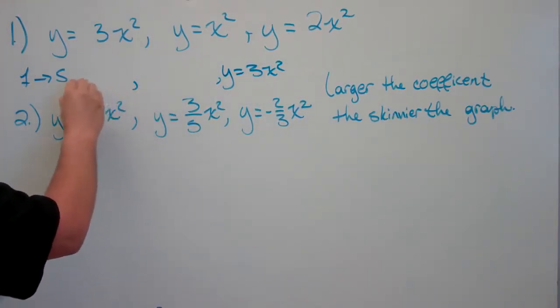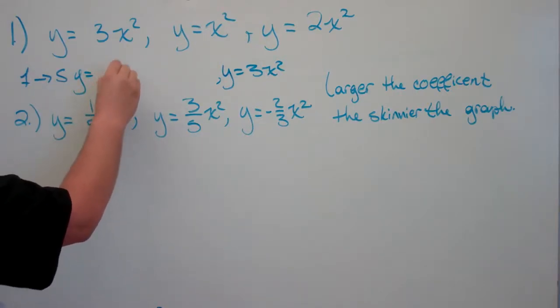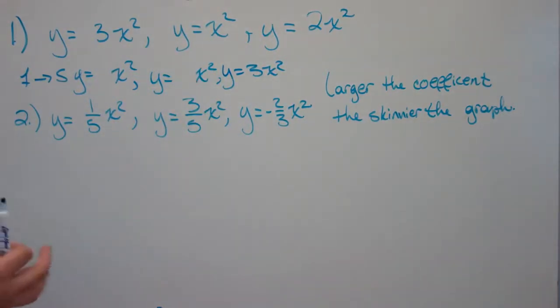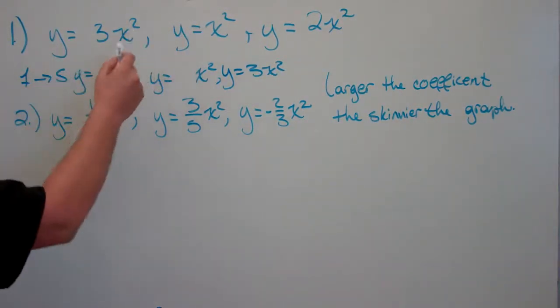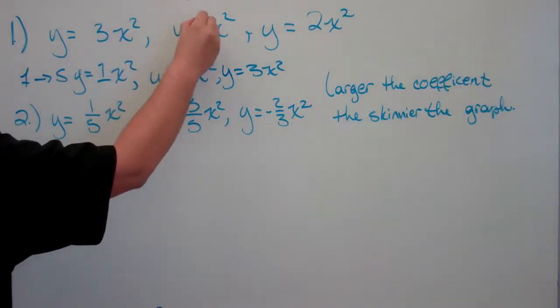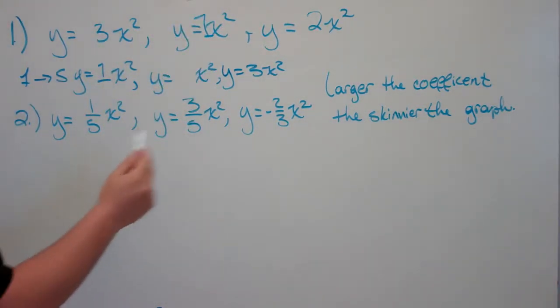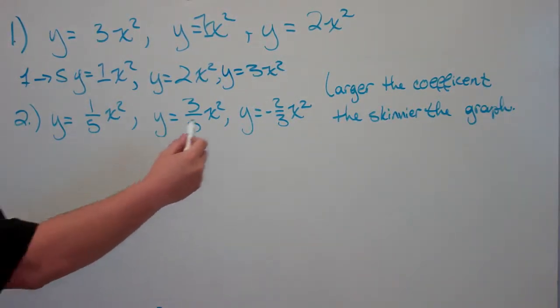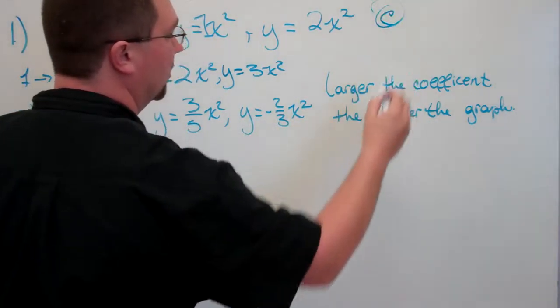Now, the one with the smallest coefficient is going to be the fattest. Well, which one of those has the smallest coefficient? Well, y equals x squared because it's a 1. Because remember, there's an understood 1 there. So that leaves the 2x squared to be in the middle. So the answer for number 1 is C on your paper.